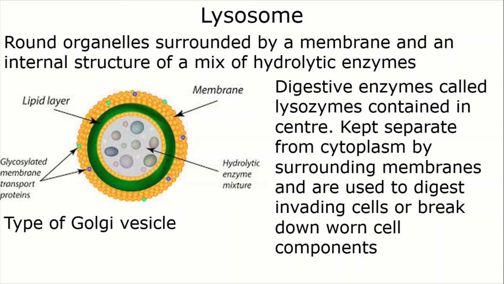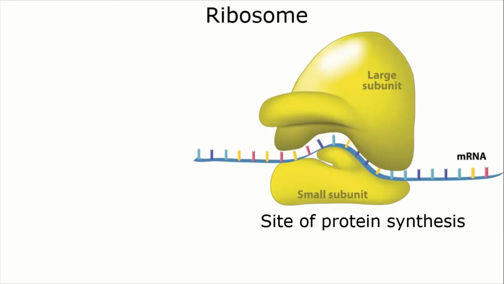They contain digestive enzymes called lysozymes, and these are kept separate from the cytoplasm by surrounding membranes, and their function is to digest invading cells or break down worn cell components. So when we cover the immune system, we will see the function of lysosomes and lysozymes much more in that topic. Our next structure is the ribosome, something we should all be quite familiar with by now.